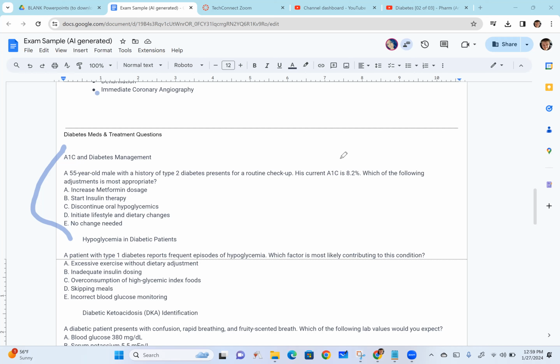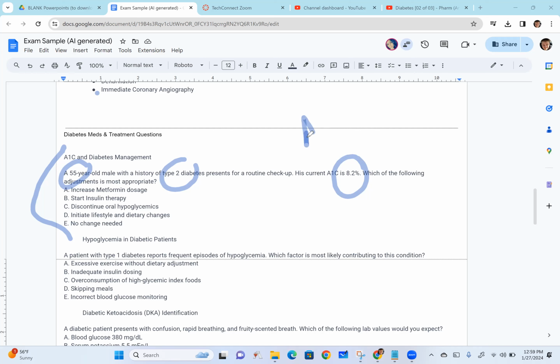Like this question would not be a question we'd ask, like increase the amount of insulin they're getting every day or do this or that, right? But they're type 2 diabetic and 55 years old. That's important because usually type 1 diabetics are diagnosed early. But the A1C is 8.2%. Is that good? No, that's too high.